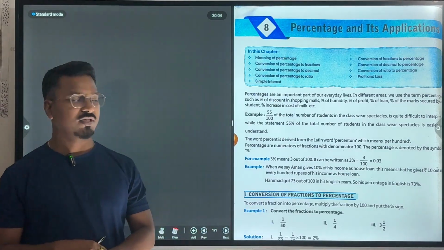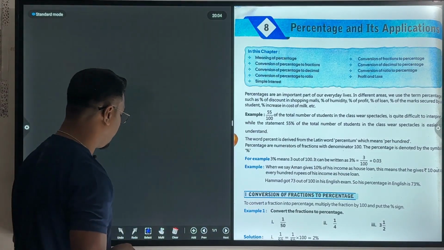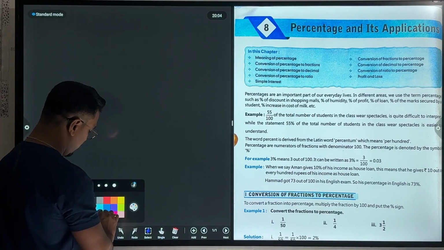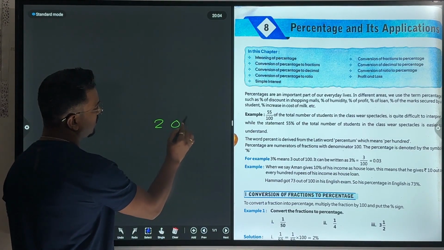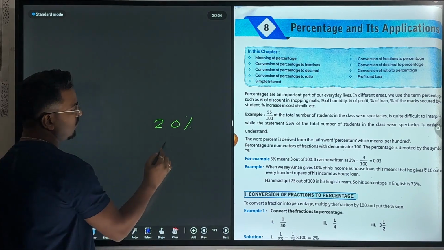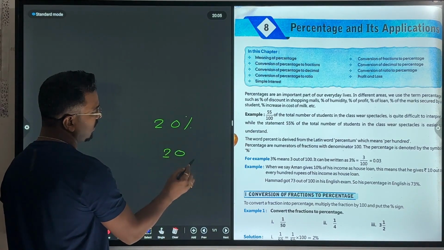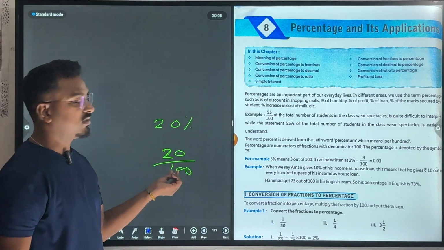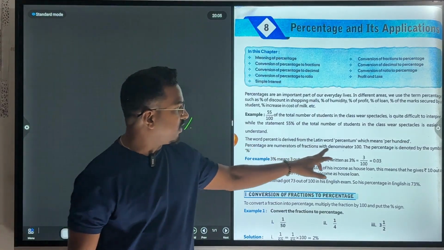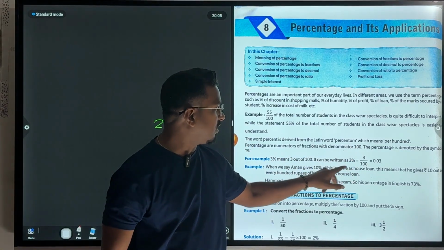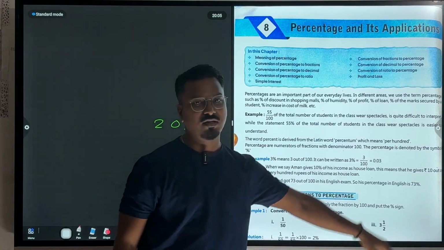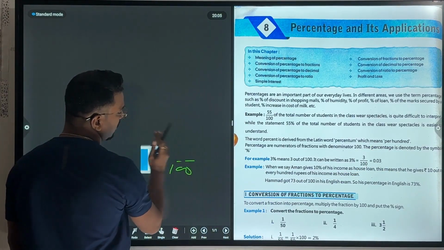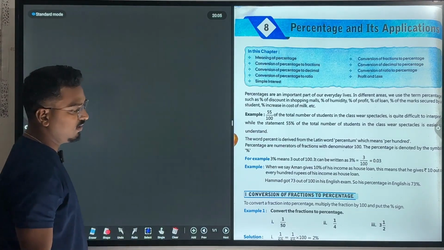Now, what do you mean by percentage? Suppose 20% is given. When you are comparing this 20 with 100, it is called percentage. Percentage means per 100. The meaning of percentage is when you are comparing anything with 100.